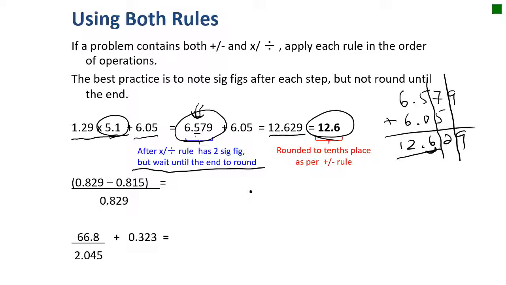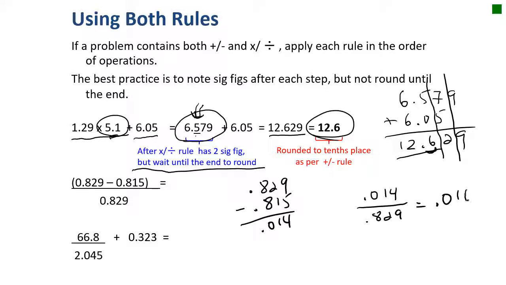Let's try the next one. If we take 0.829 and we subtract 0.815, we're going to get a value of 0.014. Now note we've lost sig figs. When we lose our sig figs, we're going to change what we know for the next value. 0.014 divided by 0.829 is going to give us a total of 0.0169, but we only know this one to 2 sig figs, meaning we only know this one to 2 sig figs, so our answer is 0.017. Do the math, round at the end.